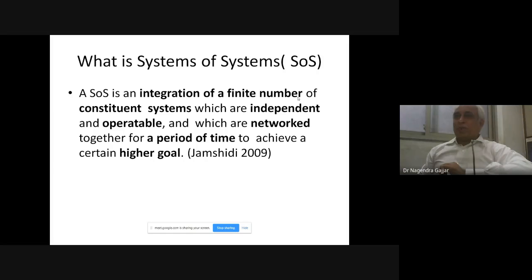So in farming, I'll not have only one system. I'll have a harvesting system. I need an irrigation system. I need a kind of plow system. I need a system for transporting my products to the market. I need a billing system. I need a kind of manpower management system. So we need integration of a finite number of constituent systems which are independent and operatable, right?